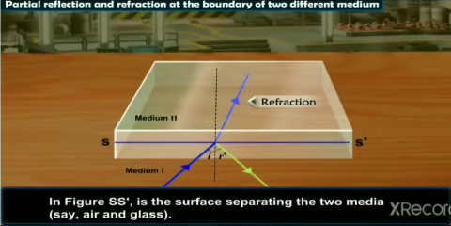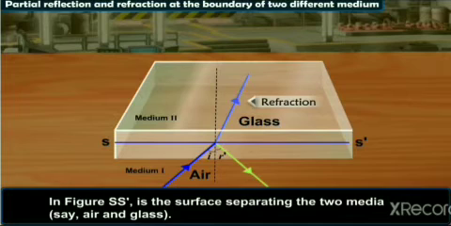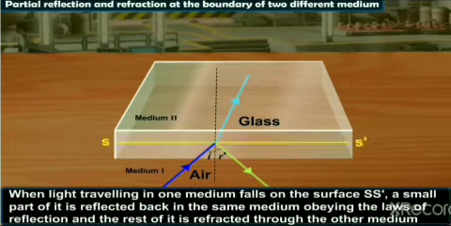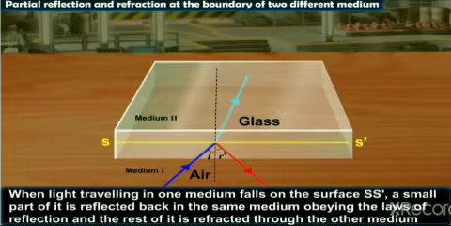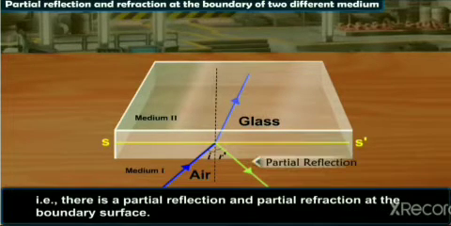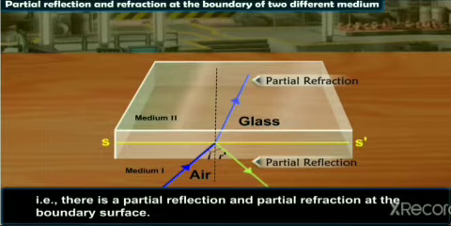In the figure, S' is the surface separating the two media, say air and glass. When light traveling in one medium falls on the surface S', a small part of it is reflected back in the same medium, obeying the laws of reflection, and the rest of it is refracted through the other medium. That is, there is a partial reflection and partial refraction at the boundary surface.